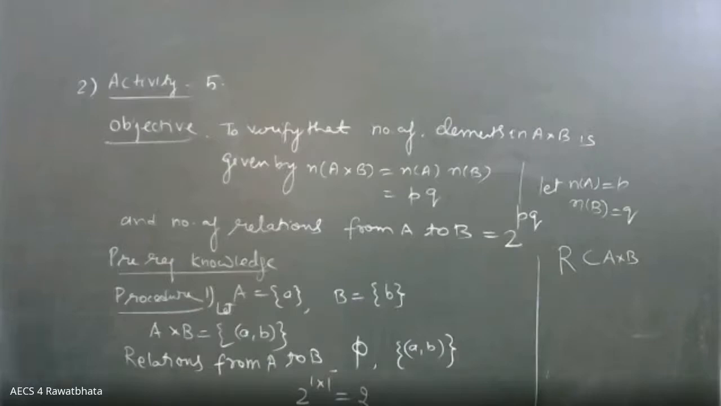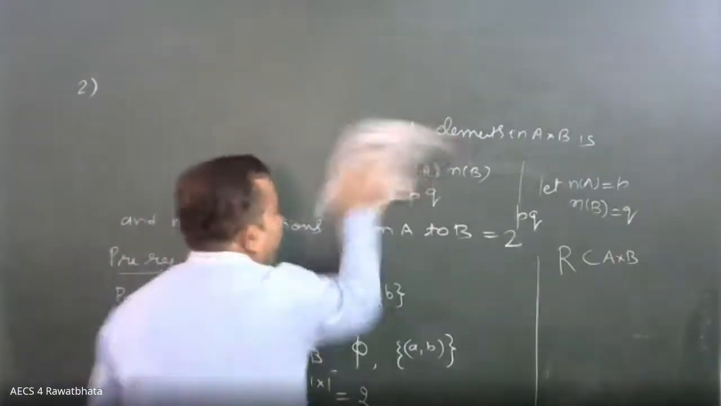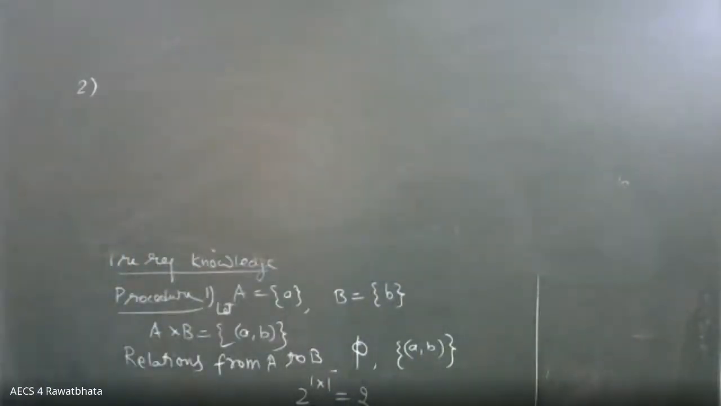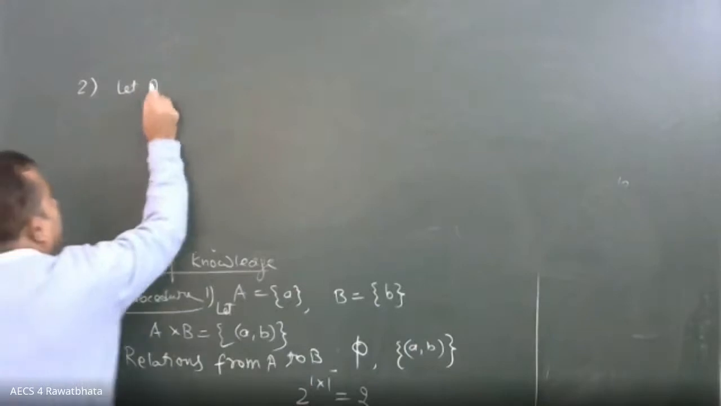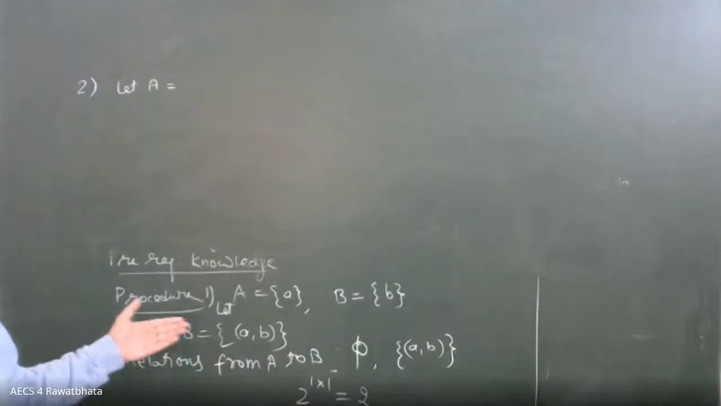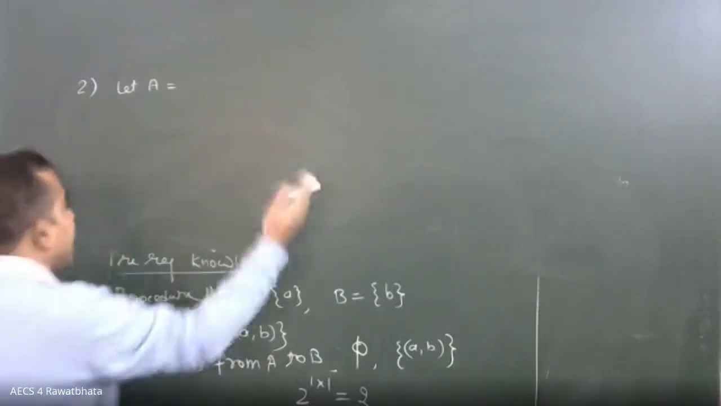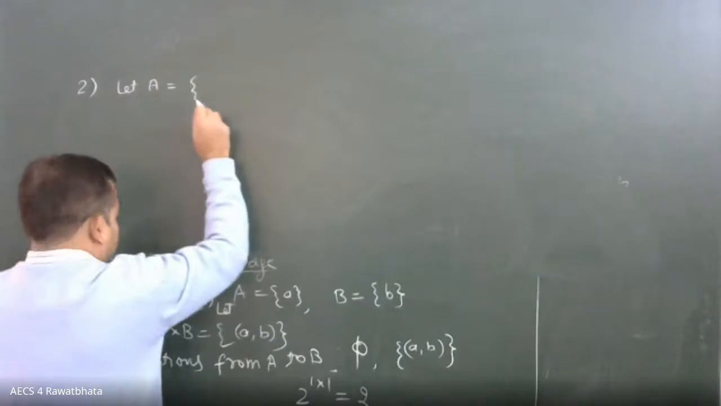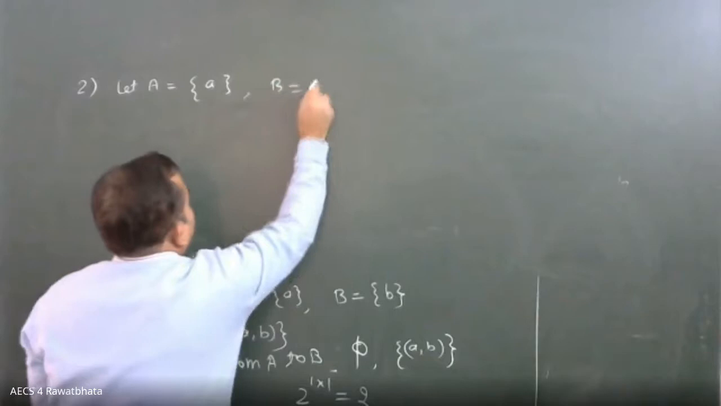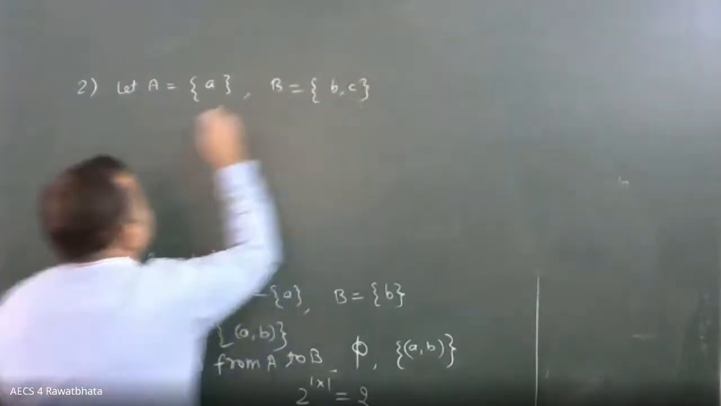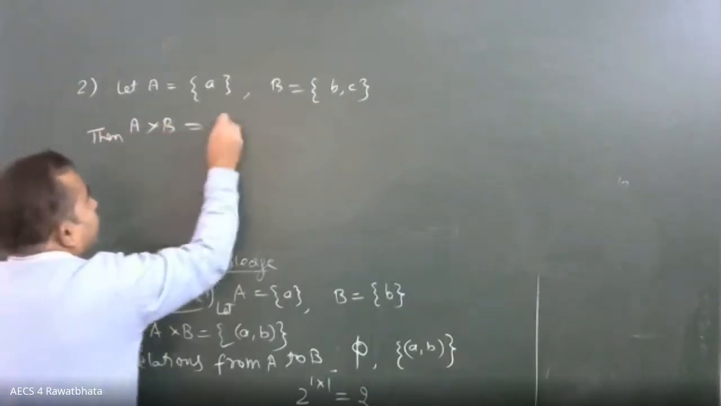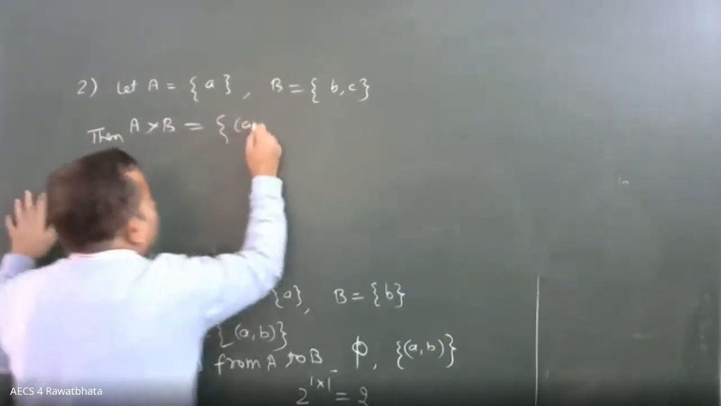Second example, you have to take some 2-3 examples and then you have to verify. ठीक है. मैं आपको जस्ट दिखा देता हूँ ये करना क्या है. बाकी मुझे पूरा विश्वास है कि आपको समझ आ रहा है कि हमको क्या लिखना है. हमको बस examples लेना है. Any example. Let A is equal to, let me take one element and here I take 2 elements. Then A cross B will be, write all possible combinations. AB, AC.